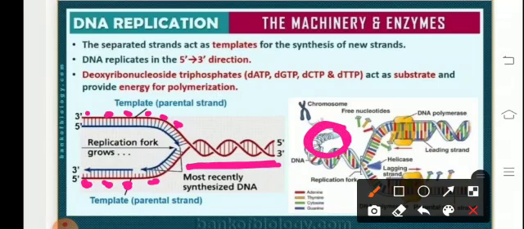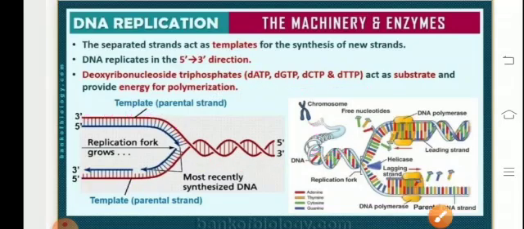Now the polymerization in replication always takes place with the help of DNA polymerase in the 5' to 3' direction only. It requires dNTPs as the substrate, and the energy is required in the form of ATP. As seen in the diagrammatic representation, the DNA polymerase requires a short strand referred to as the RNA primer, which is formed with the help of DNA primase, which carries out the initiation, and then the polymerization is brought about by DNA polymerase.